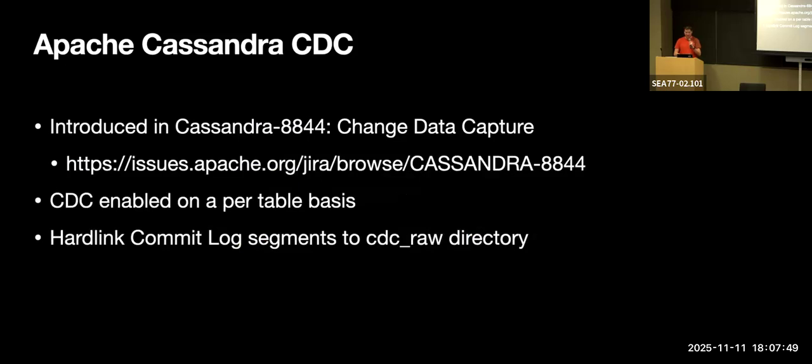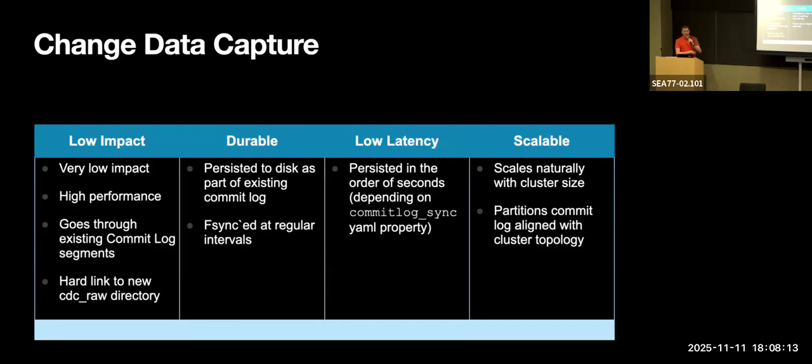Now, that feature was written several years ago and was introduced in the CASSANDRA-8844 JIRA. It is enabled on a per table basis. And yeah, cdc_raw is where that commit log is stored. And that's about it. That's what CDC was up until CEP-44. Now, the cool thing about that approach for CDC inside Cassandra is that it's low impact. Basically, you're not in the middle of the write path. Just every mutation, just shove it to the commit log and call it a day.